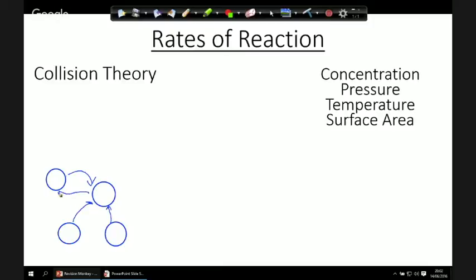Okay, but they won't necessarily react. They might just bump into each other. They only react if they have enough energy. We call that energy the activation energy. So a reaction would only happen if the particles have the activation energy.